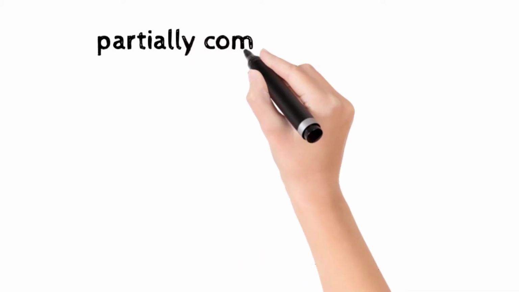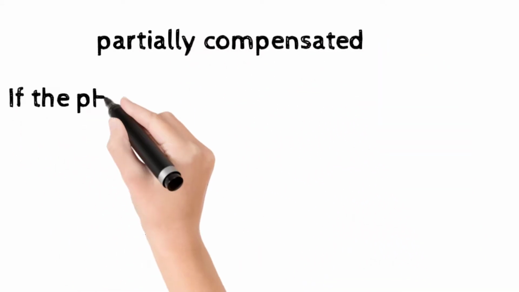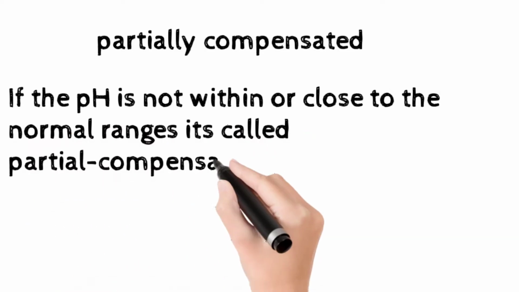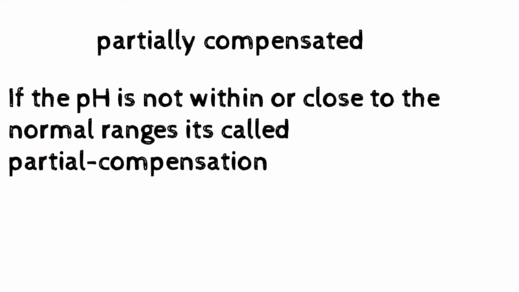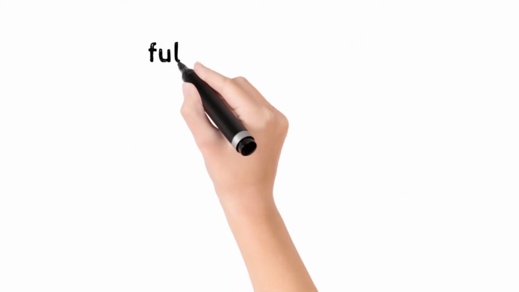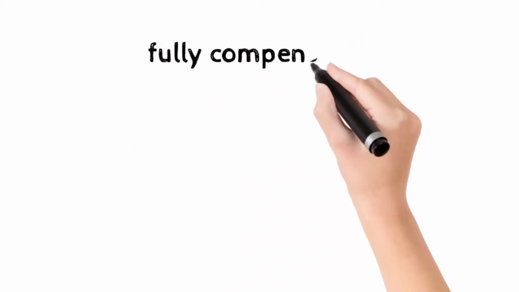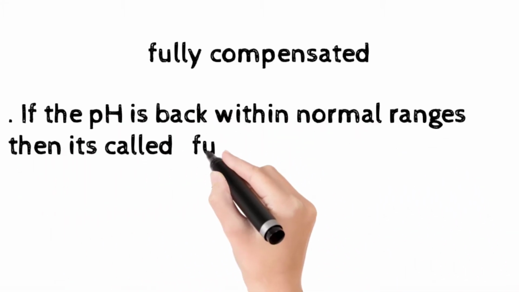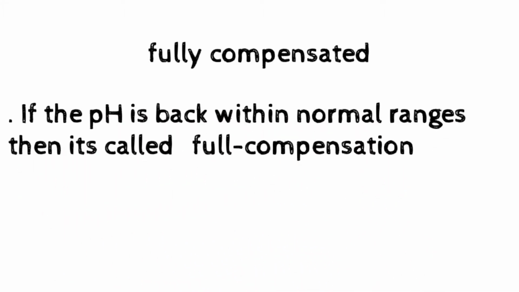Then partially compensated, which means if the pH is not within or close to the normal range, it is called partial compensation. Then fully compensated, which means if the pH is back within the normal range, then it's called fully compensated.